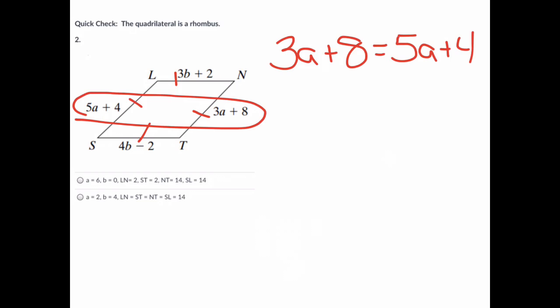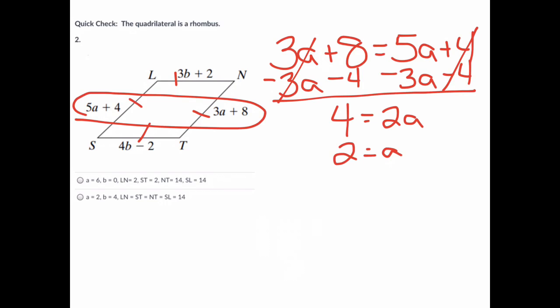All right, this question comes from your lesson. It says the quadrilateral is a rhombus and they want you to solve. So because we know it's a rhombus, we know that all of the sides are equal. And so we want to solve for a. You can do the sides here. So we'll have 3a plus 8 equals 5a plus 4. And then we can solve that using algebra to get a equals 2.